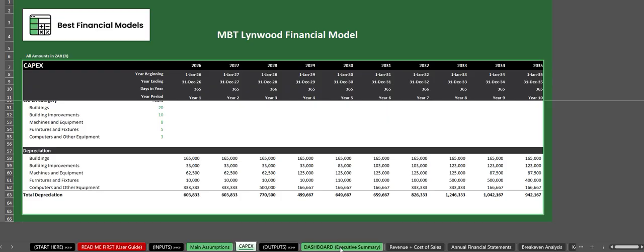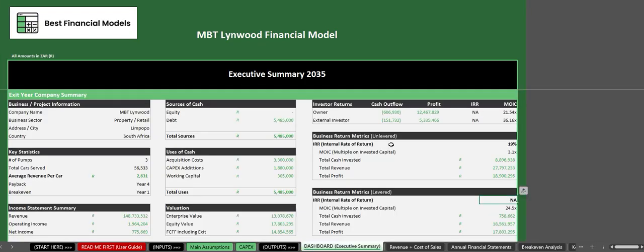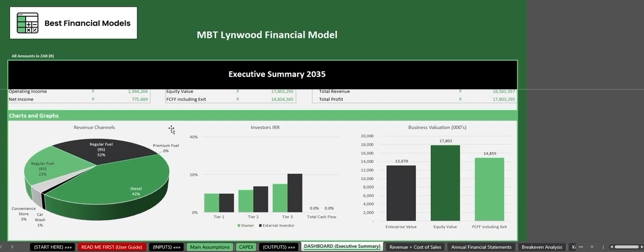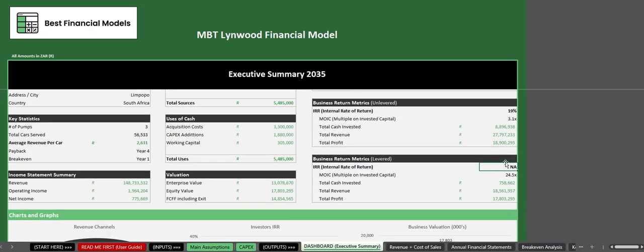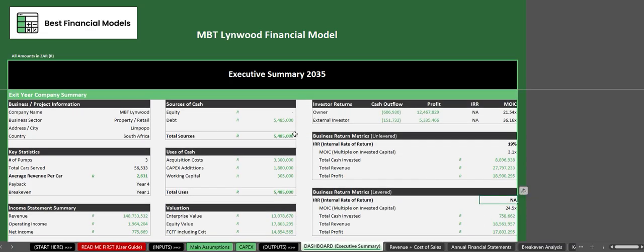The outputs will then include the dashboard. Now the dashboard executive summary automatically updates and gives you all the key components that you would need. Your revenue channels, the investor returns, and the business valuation split between the enterprise value and the equity value. But you'll see a break-even year, when the loans can be repaid, number of pumps, total cost service over the period, total revenue over the period, total profit, etc. So everything here automatically calculated for you.